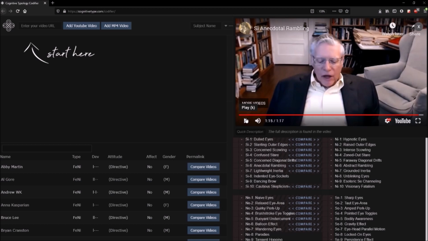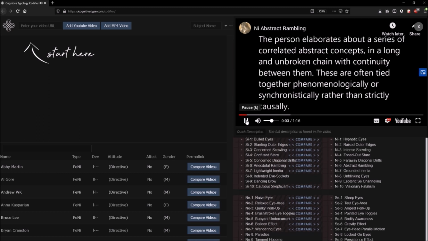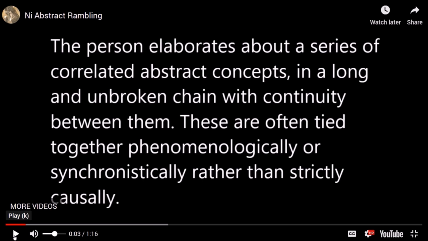So as we saw, they narrate through a series of anecdotes, usually with a chronology to them, or a categorical similarity, and it's not necessarily the discussion of a cause and event sequence, as it is a continuous unbroken chain of associated points of data. And the way that these contents emerge is different from SI and NI. So in NI, we see that the person elaborates about a series of correlated abstract concepts in a long and unbroken chain with continuity between them. But these are often tied together phenomenologically or synchronistically rather than strictly causally.